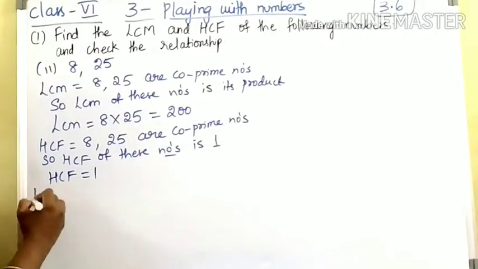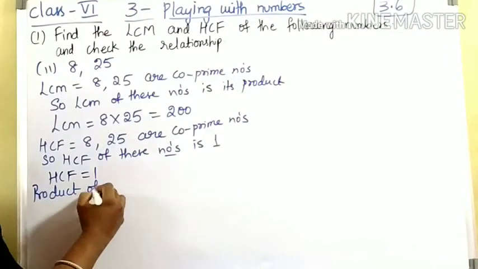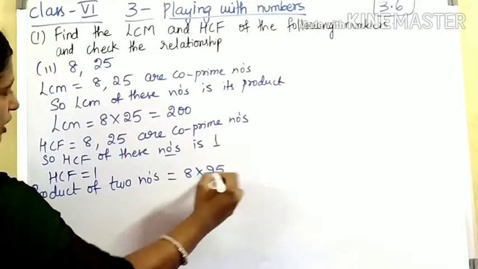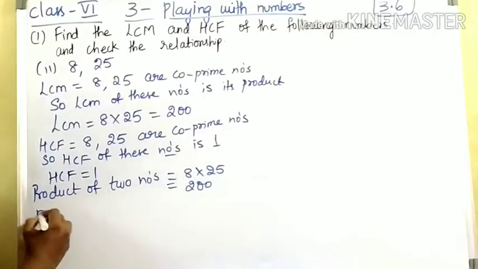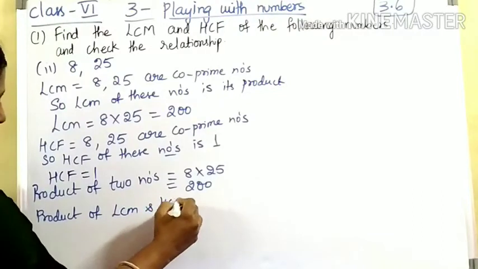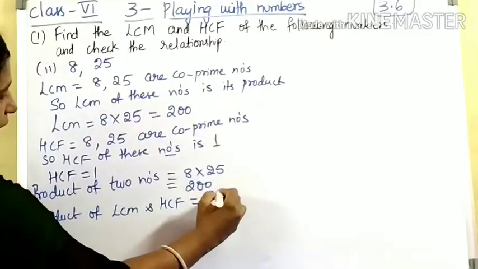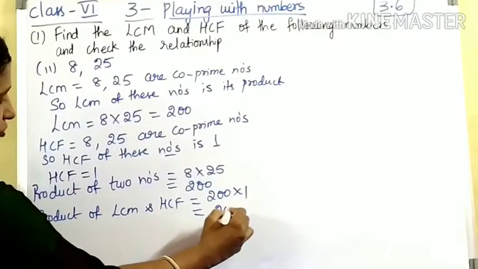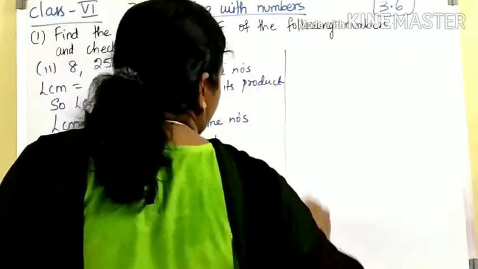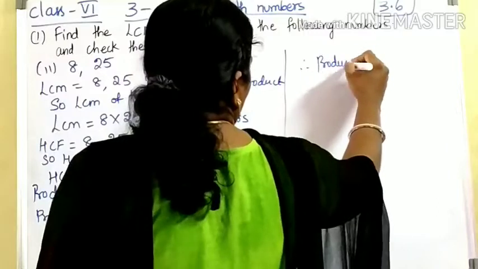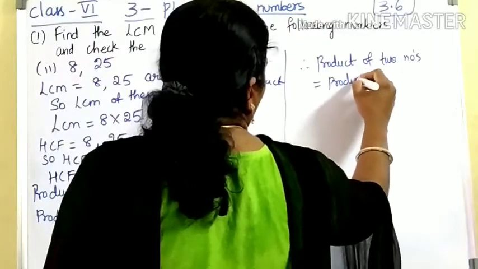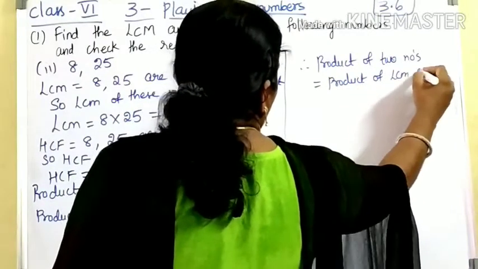Now we will find the relation. First we will find the product of the two numbers. What are the two numbers given? 8 and 25. 8 into 25, how much, children? 200. Now we will find the product of LCM and HCF. What is the LCM you got here? 200. And what is the HCF? You got 1. 200 into 1 gives you 200. Are you getting the same answer? So therefore, finally we can say that the product of two numbers is equal to the product of LCM and HCF.